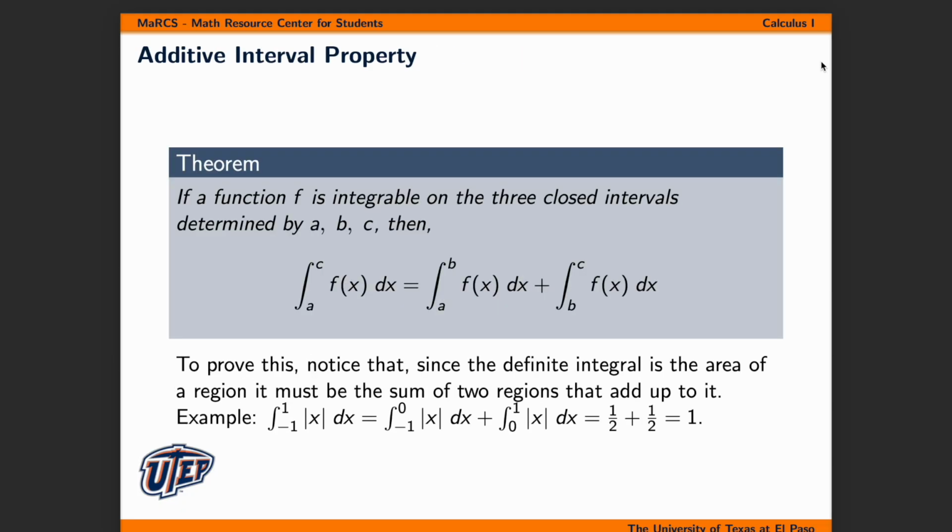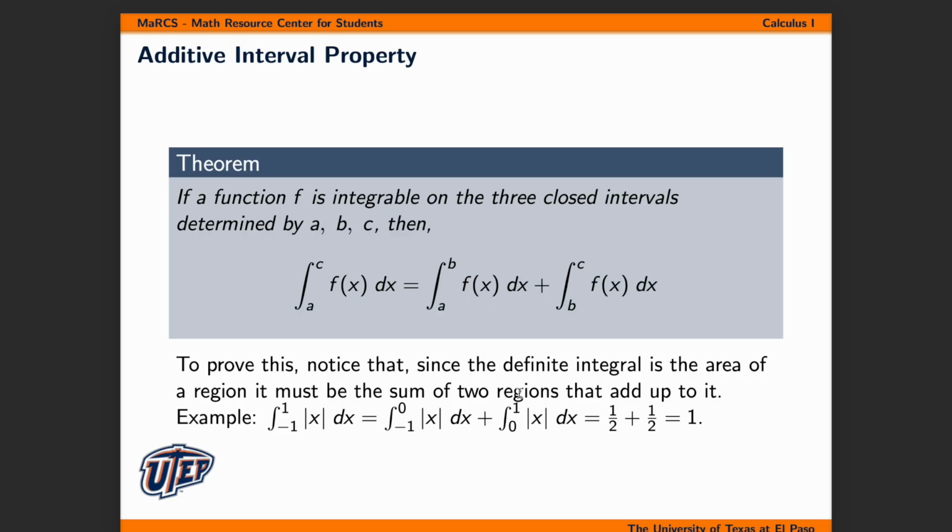Additive interval property. So if a function f is integrable on the 3 closed intervals determined by a, b, and c, then if we have the integral from a to c of f of x with respect to x, then we can break that interval into 2. So now it'll be from a to b of f of x with respect to x, plus the integral from b to c of the function f of x with respect to x. So this was just the entire interval a to c, and b was a point in between, and we just cut it into 2 integrals.